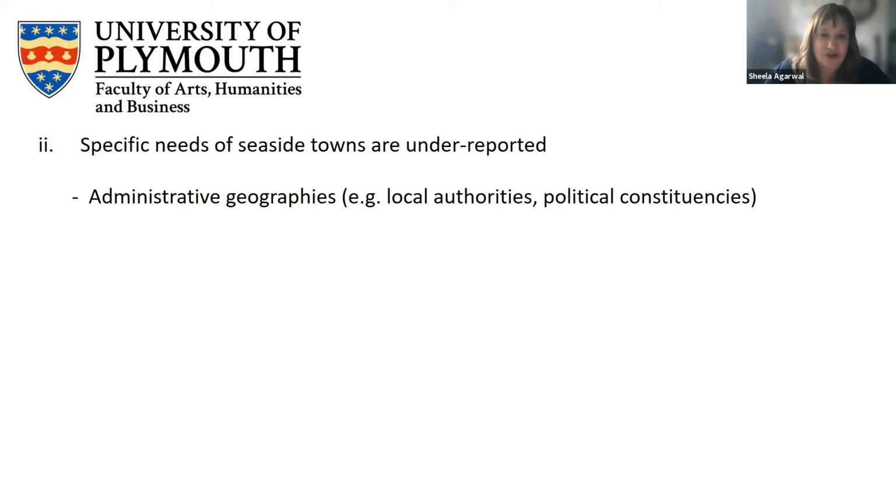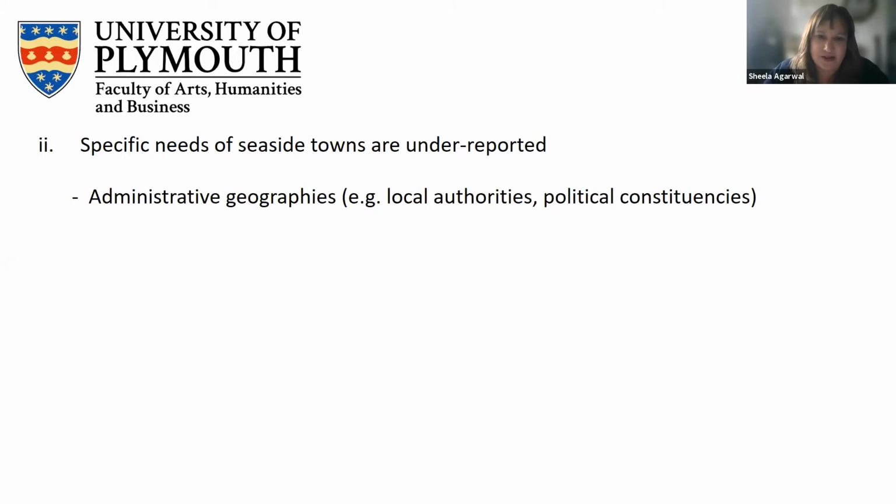Another reason why these challenges have persisted is that there really is a lack of evidence base, and there are a number of reasons for this, and I'll mention this on a number of occasions throughout my talk today. But what this has resulted in is that the specific needs of seaside towns are actually underreported.